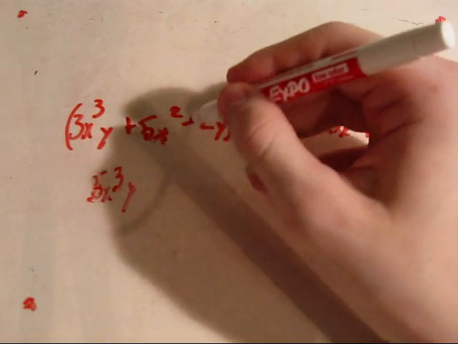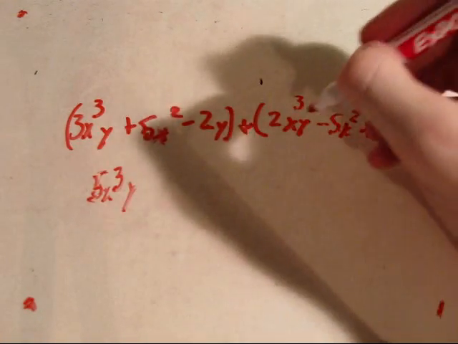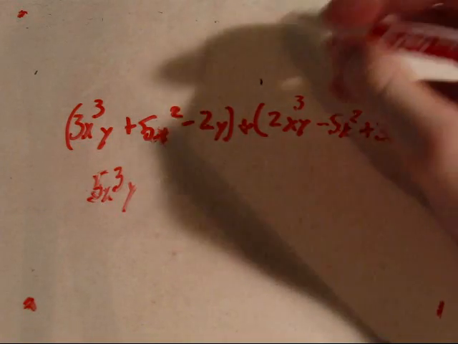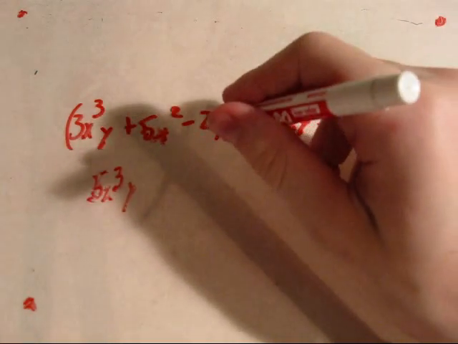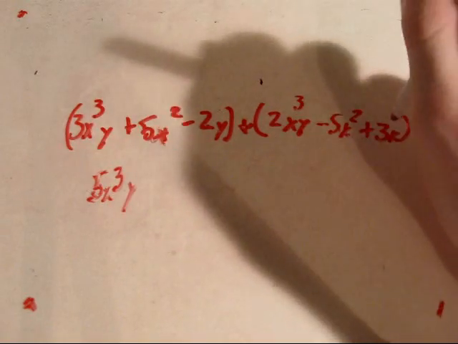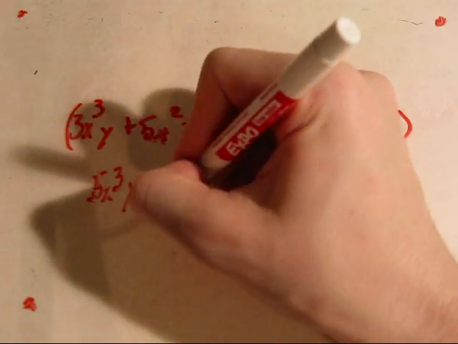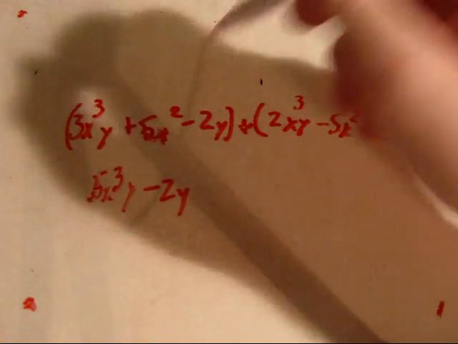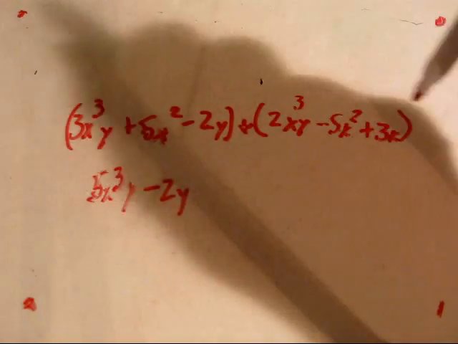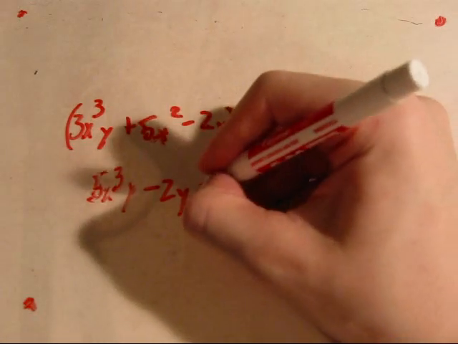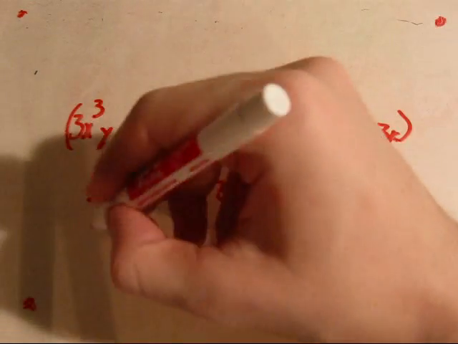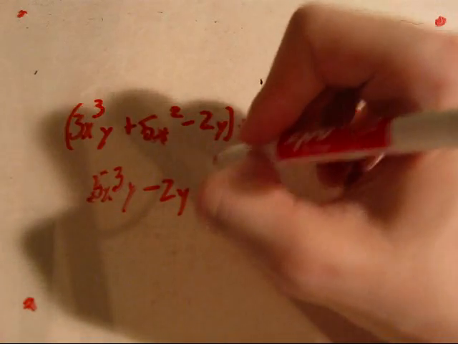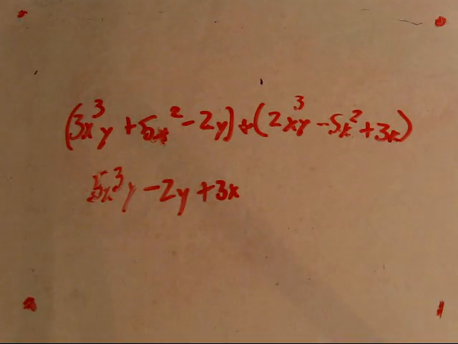And then we have negative 2y, and there is no y here, so it's still going to stay at negative 2y plus 0y. And this has no x value over here, so it's 0x plus 3x. And there's our answer: 5x cubed y minus 2y plus 3x.